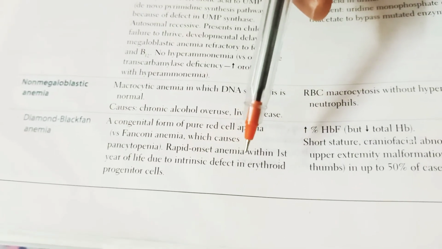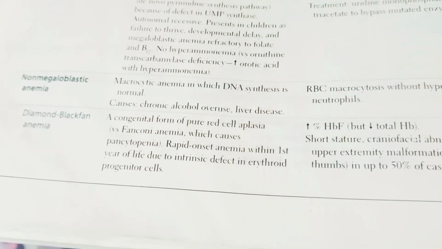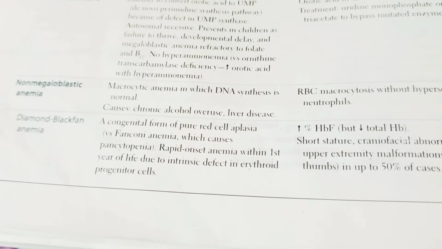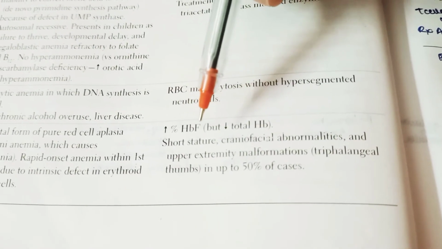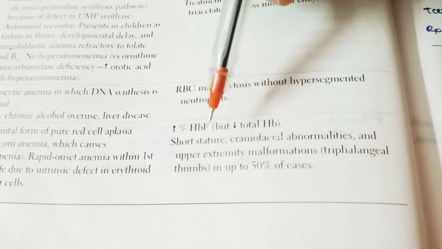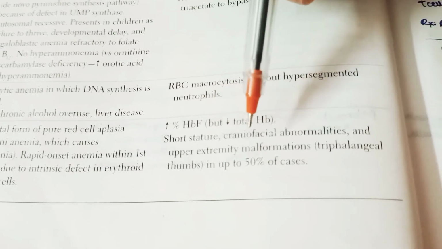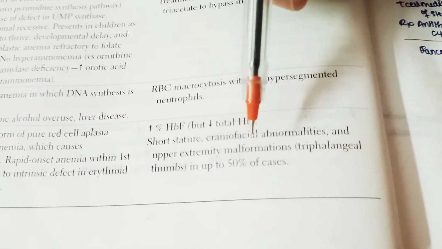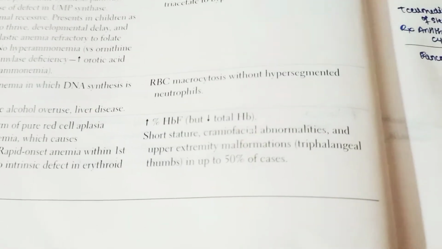It is a rapid onset anemia within first year of life due to intrinsic defect in erythroid progenitor cells. So actually here the problem is in the erythroid cells, so they are unable to produce RBC. Here hemoglobin F will be high, that is, in hemoglobin F there is no beta chain, right, and there is short stature in these people because of lack of RBC, and there are craniofacial abnormalities and also upper extremity malformations like triphalangeal thumbs in up to 50% of cases.